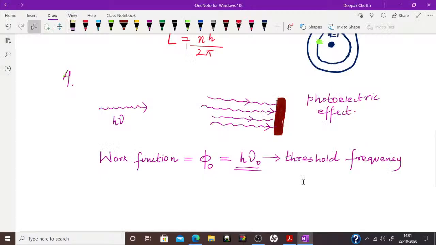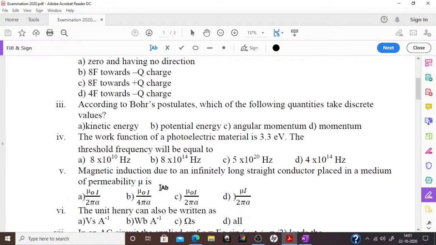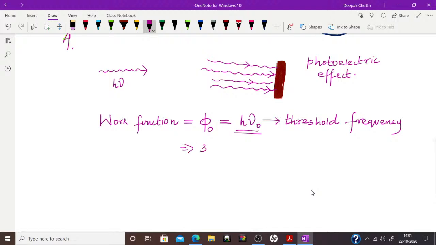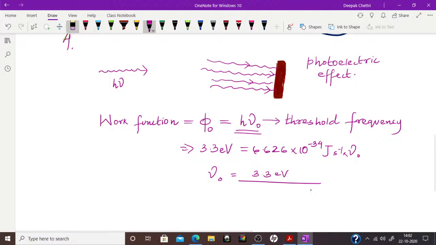Okay, right. So the question they are asking us is: work function is this much, find the threshold frequency. Simple question, we'll put the value of work function, which is 3.3 electron volt, and h is 6.626 into 10 to the power minus 34 joule second, and nu naught we have to find. So nu naught will be equal to 3.3 electron volt divided by 6.626 into 10 to the power minus 34 joule second, right?